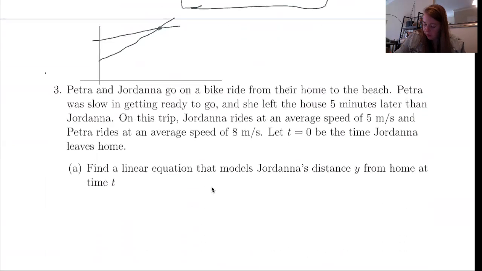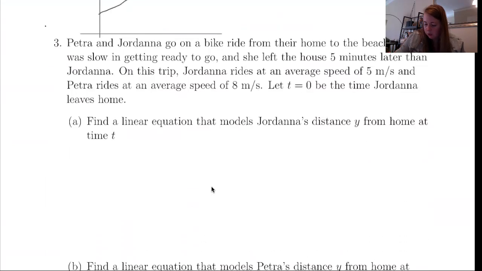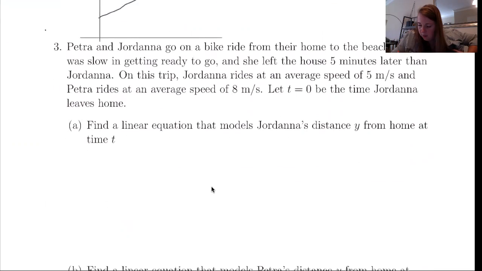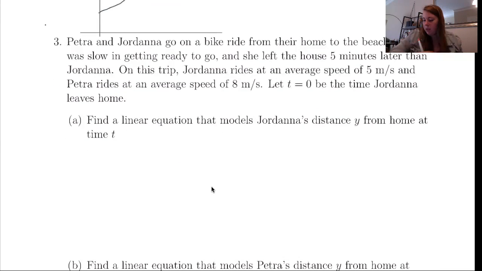So this is a fun one. Petra and Jordana go on a bike ride from their home to the beach. Petra was slow getting ready, so she left 5 minutes later than Jordana. Jordana was like, later, the UV is 10. I need to get my tan on. Jordana did not care about Petra, which is really sad. Okay. On this trip, Jordana rides at the average speed of 5 meters per second, and Petra at 8 meters per second. She's trying to catch up.